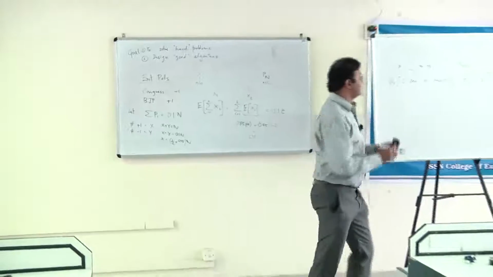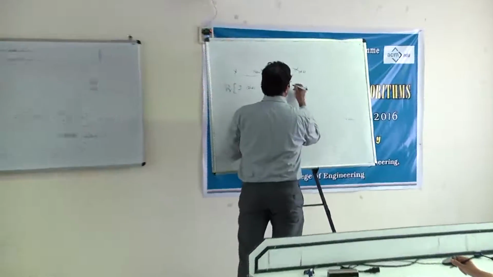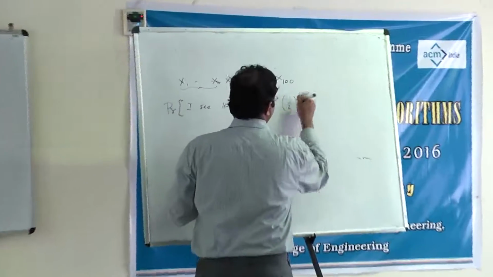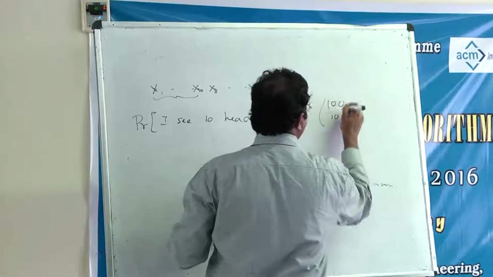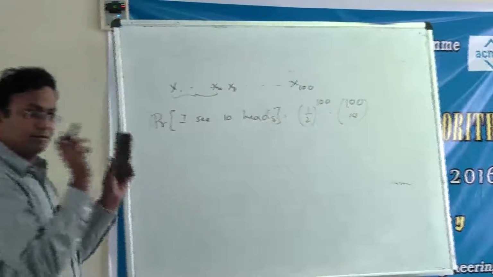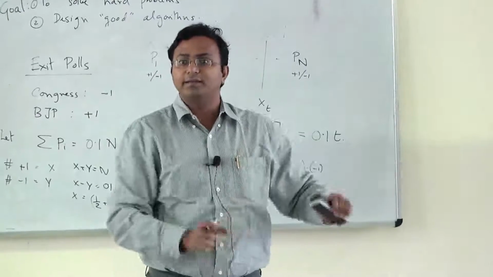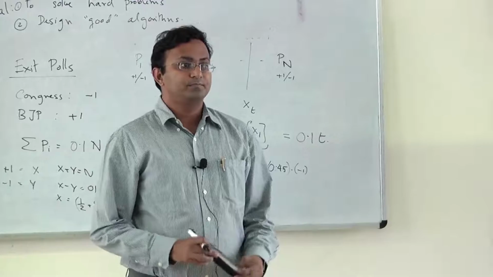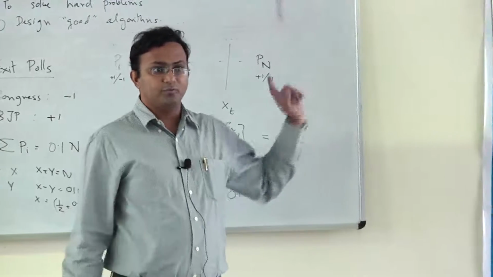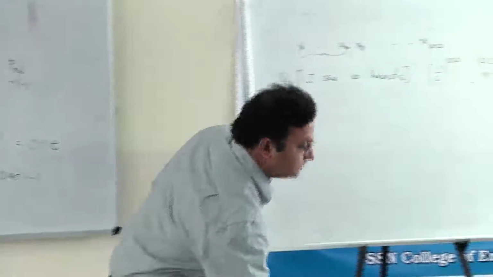100 choose 10, right? So I can use this one. This is for each one of them happening, and this is the way in which I can pick 10 heads somewhere. I'm going to allocate some 10 things somewhere to have this probability. Okay, right? I'm doing very simple calculations over here.